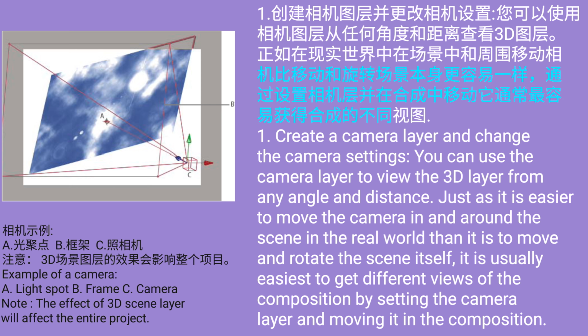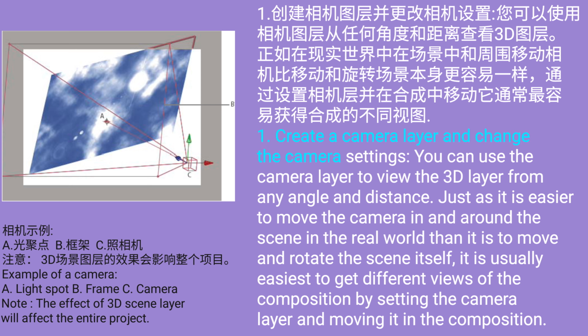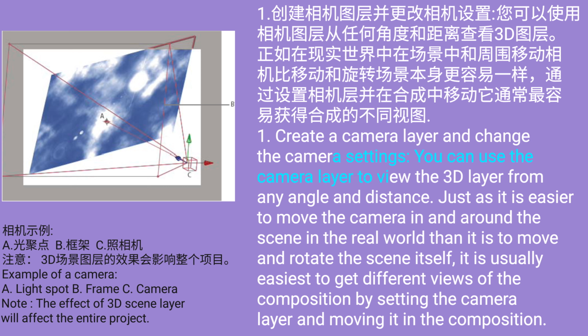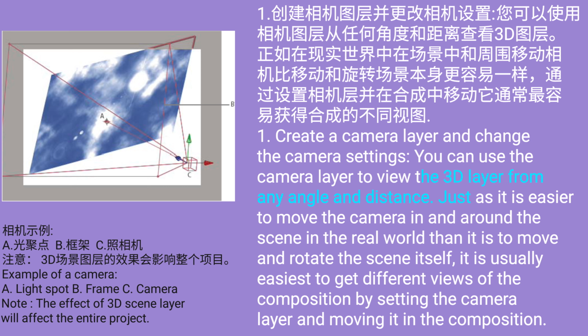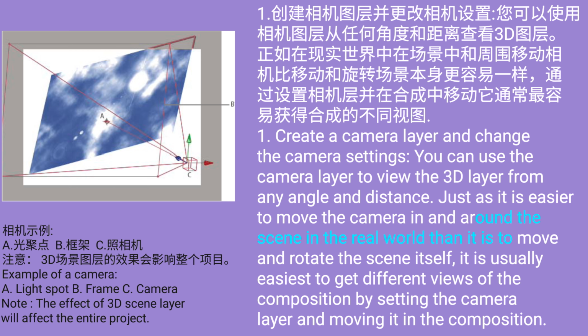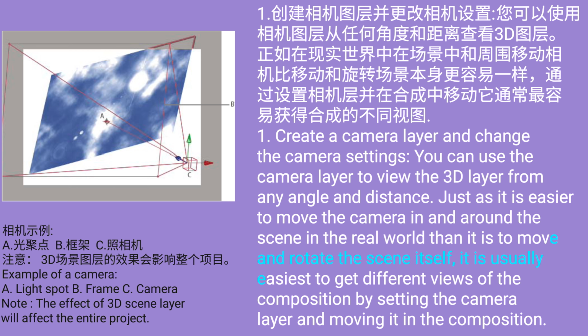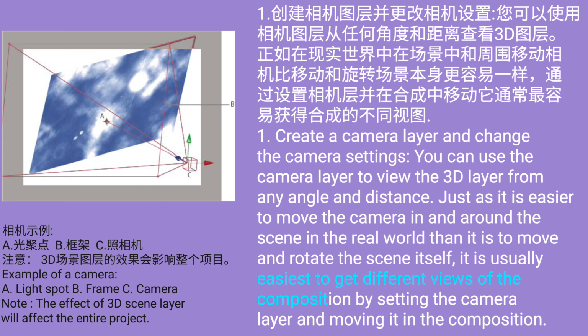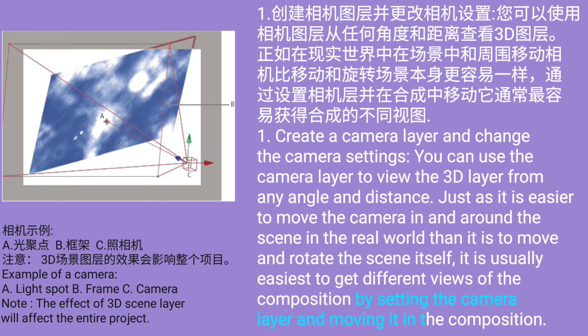1. Create a camera layer and change the camera settings. You can use the camera layer to view the 3D layer from any angle and distance. Just as it is easier to move the camera in and around the scene in the real world than it is to move and rotate the scene itself, it is usually easiest to get different views of the composition by setting the camera layer and moving it in the composition.